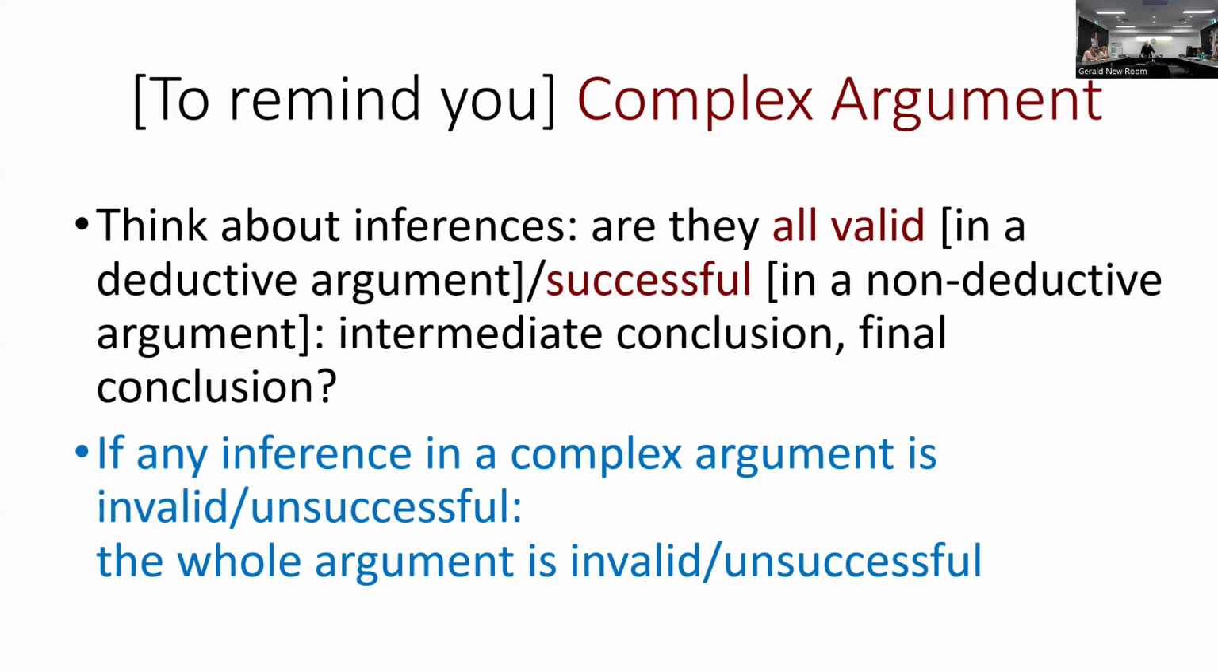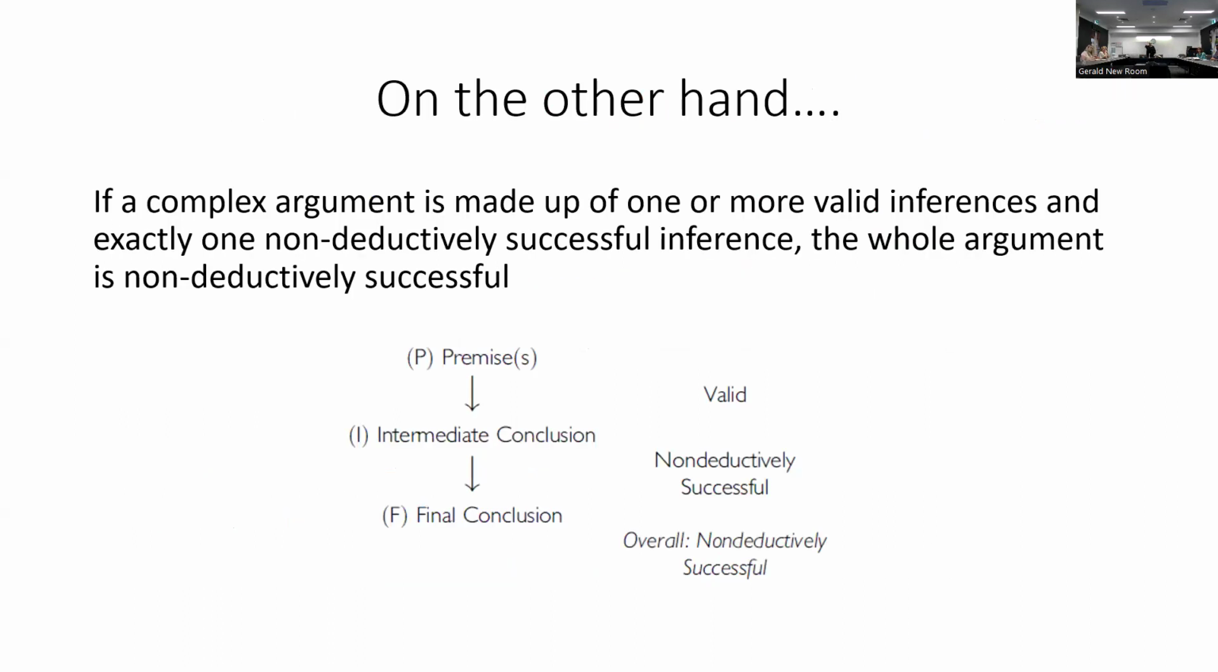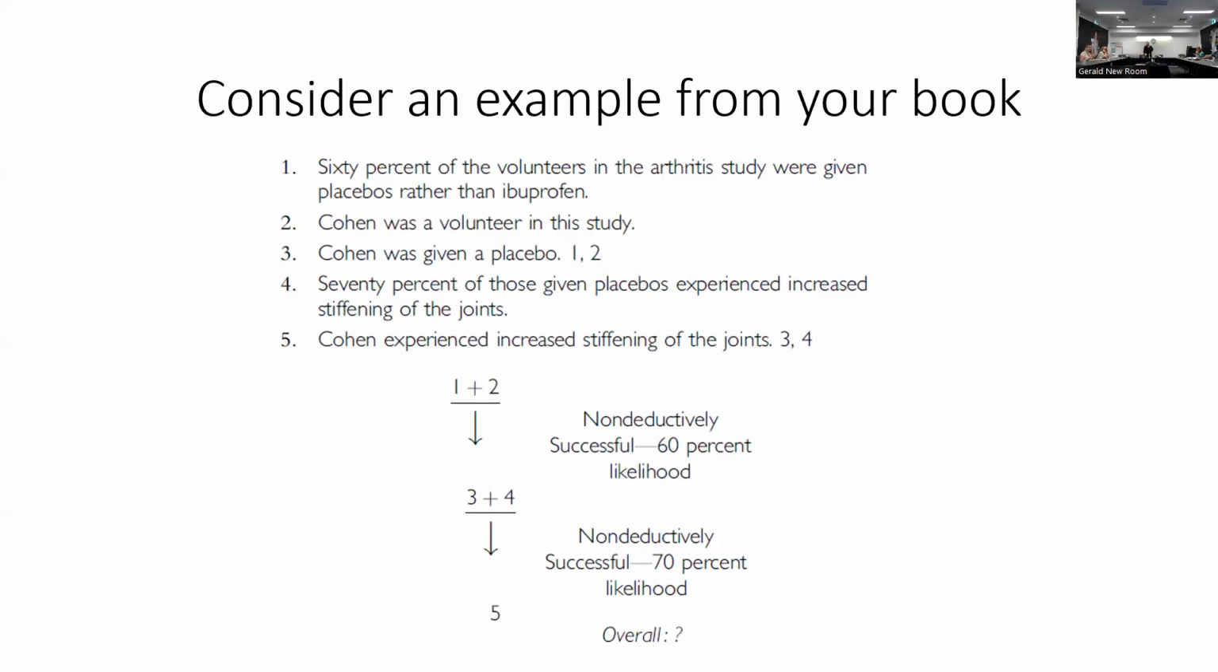Okay, so, see this one, yeah? If a complex argument is made up of one or more valid inferences and non-deductively successful ones, the whole argument is then non-deductively successful, yeah? You forget the first premise, which is still valid, and then you go as a non-deductive argument. Yeah, let me give you an example. So it's not just this, okay? So this is from your book, yeah?